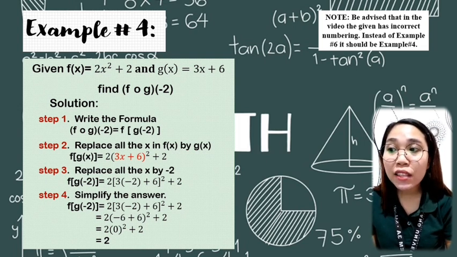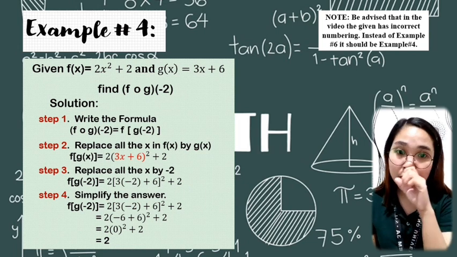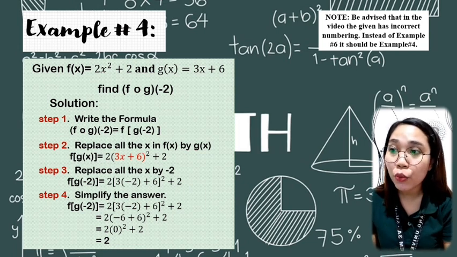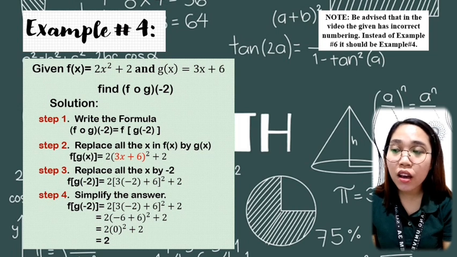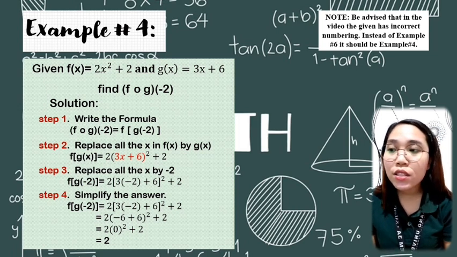2 times negative 6 plus 6 quantity squared plus 2. Saan natin nakuha yung negative 6? We multiply 3 times negative 2, then bring down 6. Next, if we add a negative 6 and a positive 6, the answer would be 0.